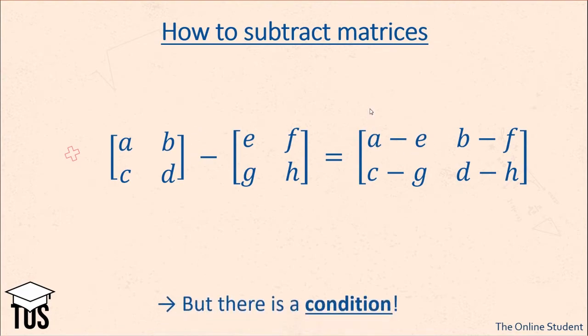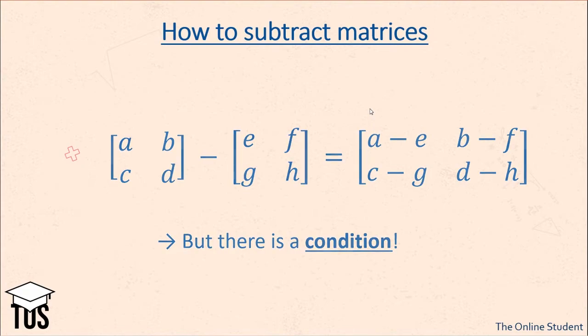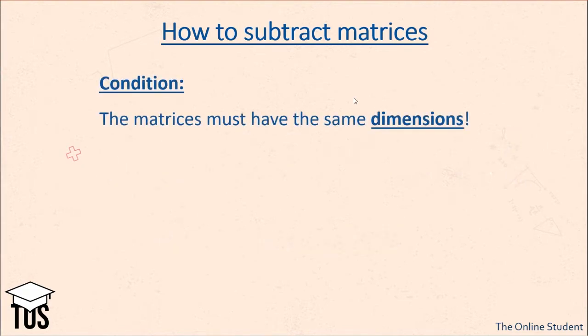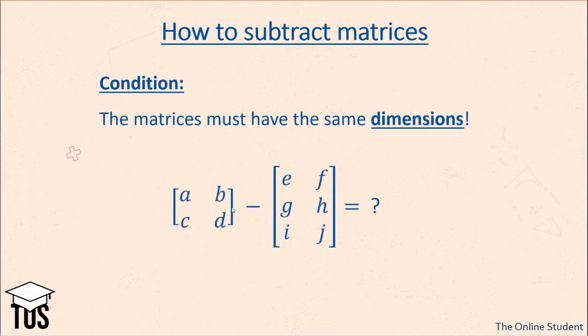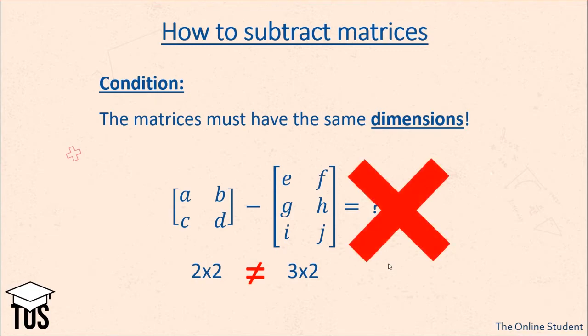But there is a condition once again. Let's say we want to subtract this matrix with this matrix. We see that this matrix has 2 rows and 2 columns, so it's a 2 by 2 matrix. But the second matrix has 3 rows and 2 columns, so the dimensions are not the same, so you cannot subtract these matrices.